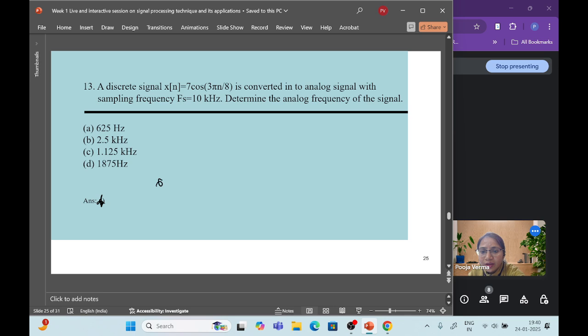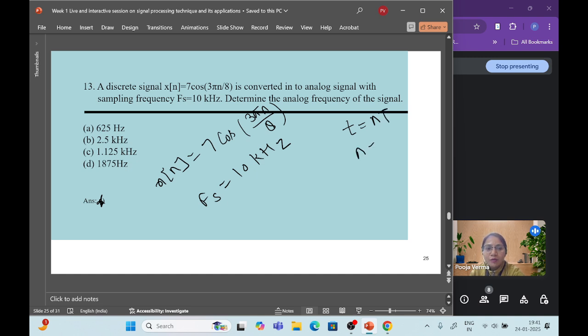So x of n is given as 7 cos 3 pi n divided by 8. Sampling frequency Fs is given as 10 kilohertz. Now we have to convert it into analog. We already know that when converting, in place of t we put nT. Now in place of n, what can we put? t by T, from here we can get it.